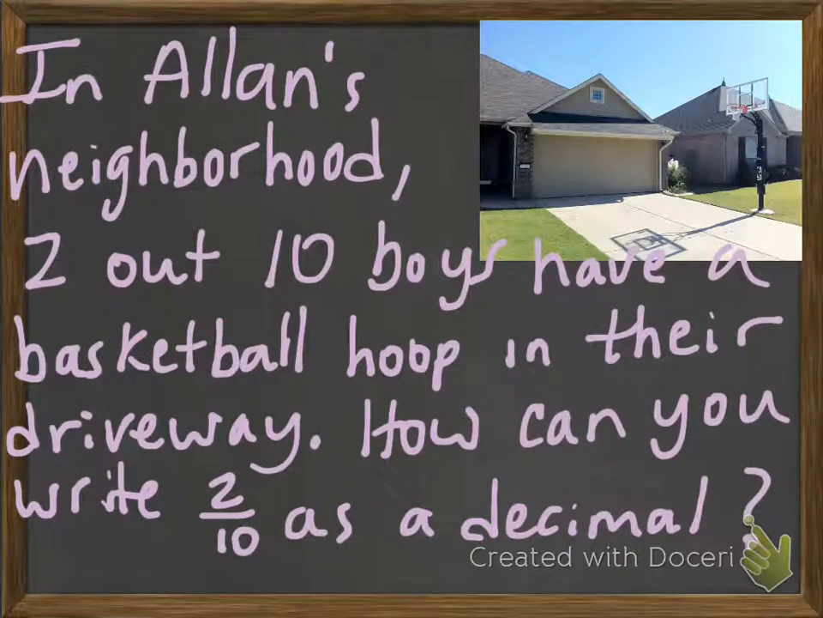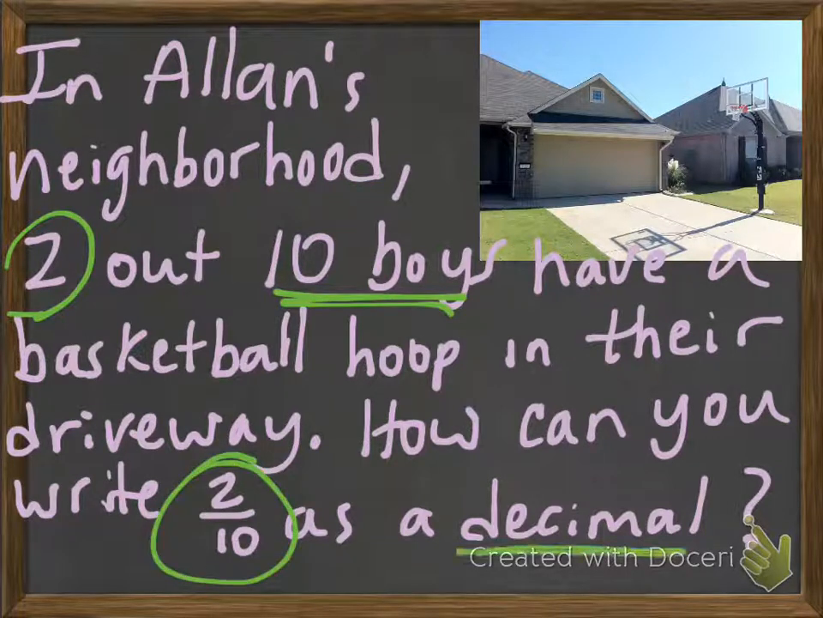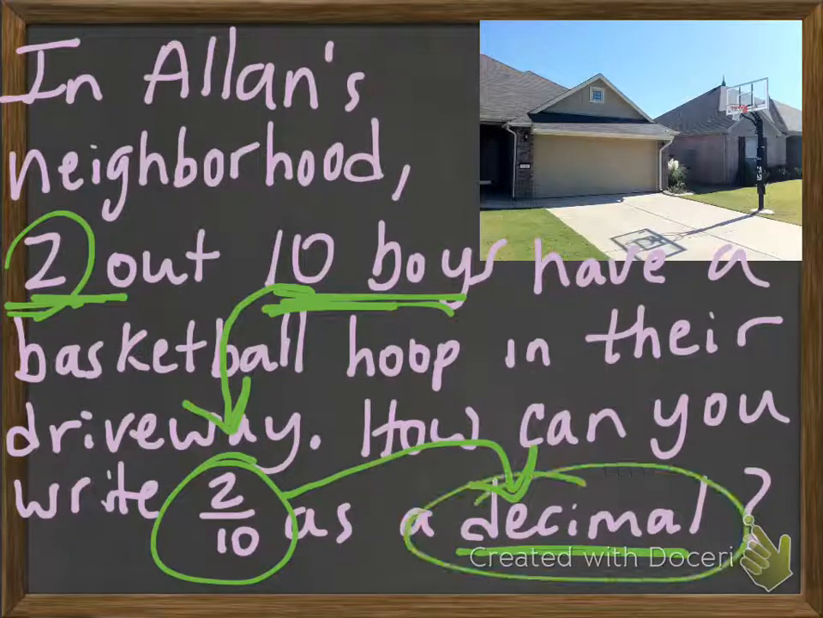In Alan's neighborhood, 2 out of 10 boys have a basketball hoop in their driveway. How can you write 2/10 as a decimal? So we start off with 2 out of 10, and that automatically gives us our fraction right here, 2/10. And we want to change that into a decimal.